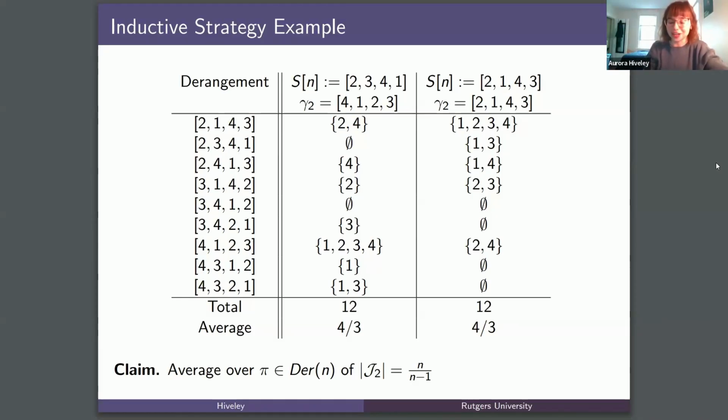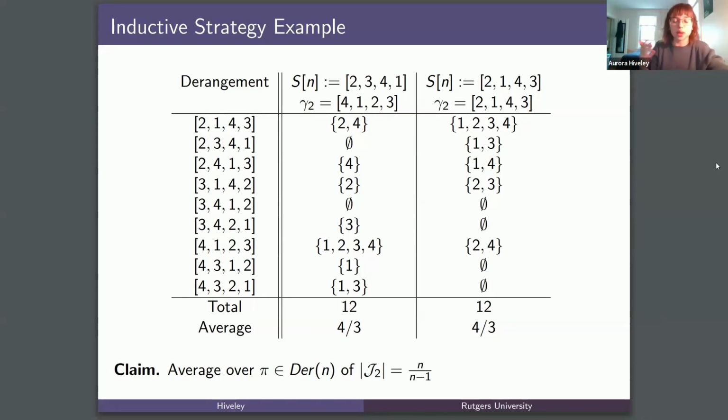In both cases, you'll get 12. And if you average it across all of the derangements, you'll get 4/3. And this is true for any derangement. Although you'll notice that the distribution is different, right? So in my left column, I have two permutations who have empty J2s, and I have some who have singleton J2s. But in my far right column, I have 4 that have empty J2s, and I don't see any singletons. So the distribution of these correct entries are different, although across the board, on average, they're the same.